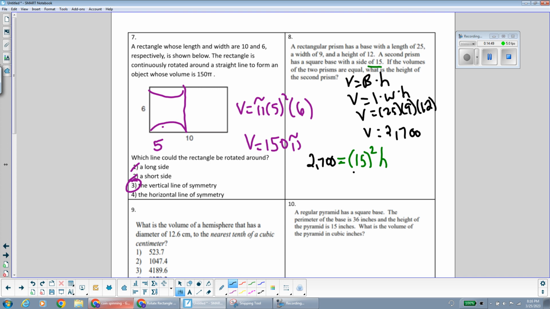So all I need to do now is divide both sides by 15 squared so I can figure out the height. So let me divide by 15 squared, which is 225, and I get the height is 12 units. They don't give us units in the question. Okay.